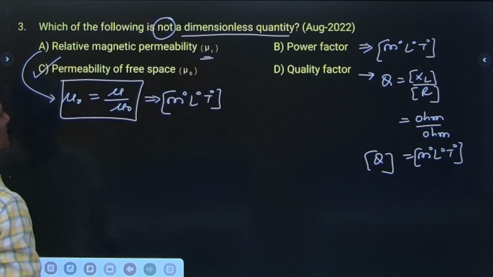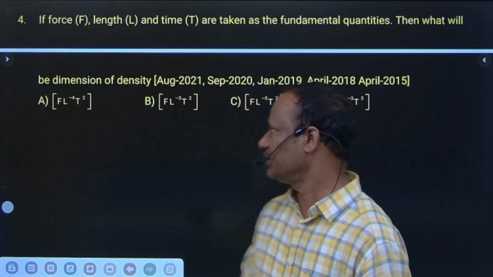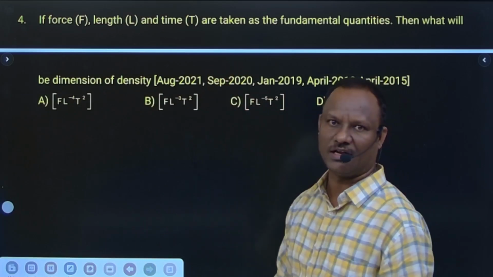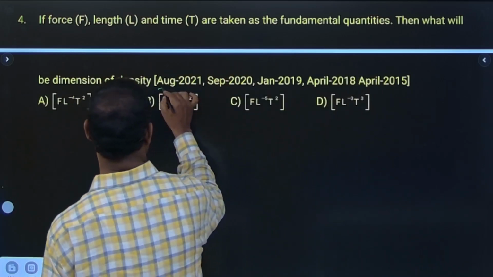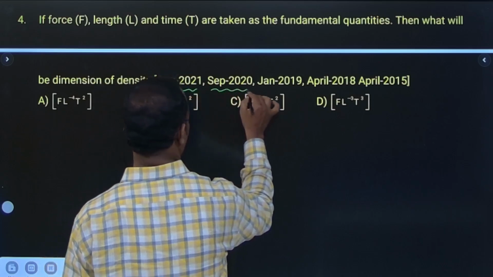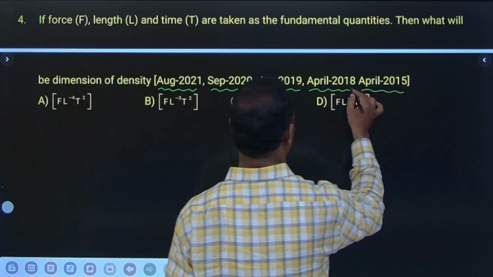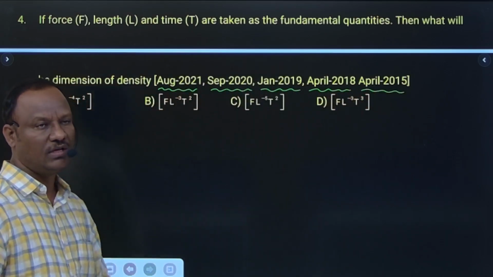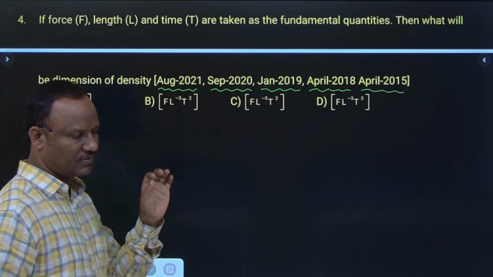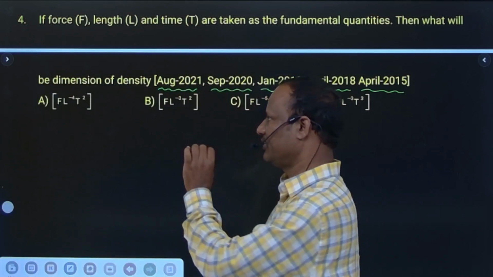This is my answer, since it has dimensions. The question is based on dimensional analysis. It is the same repeated model. You can observe how many times this model has repeated: 2015, 2018, 2019, 2020, 2021. In every session, from units and measurements, one question comes, and we are explaining the possibilities.